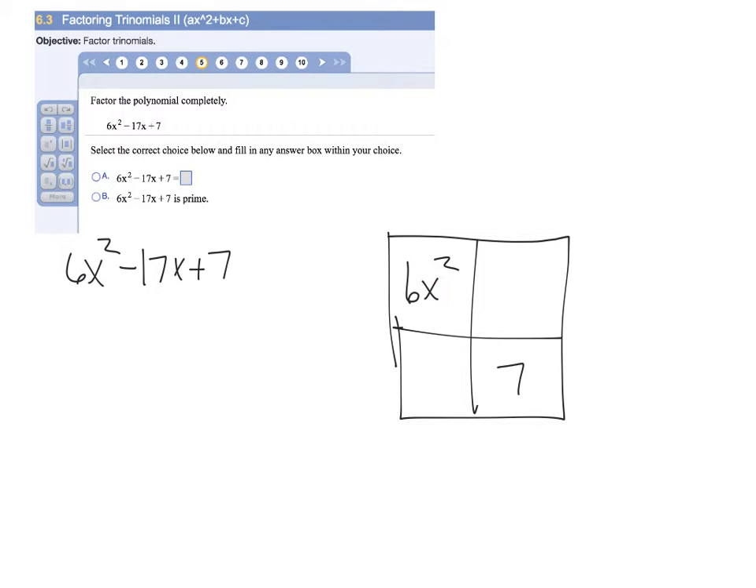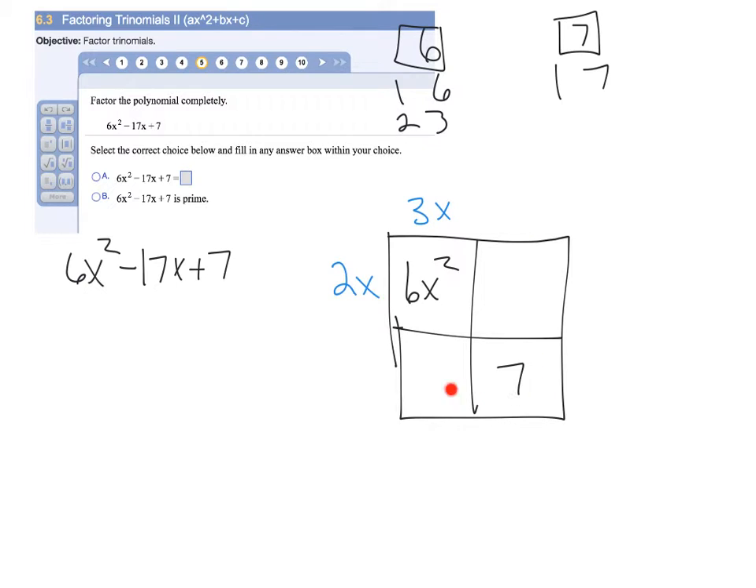Now with our 6, we have a couple of choices. Of course, we have 1 times 6. We also have 2 times 3. And then with our 7, we only have one choice, 1 times 7. So we don't have too much guessing that we're going to need to do. So let's start with, again, I generally start with the numbers that are closest to each other, so 2 and 3, just because. So I'm going to put 2x here. I'm going to put 3x there. Yes, I could have reversed it and had the 3 down here and the 2 up here, but I'm going to set it and forget it.